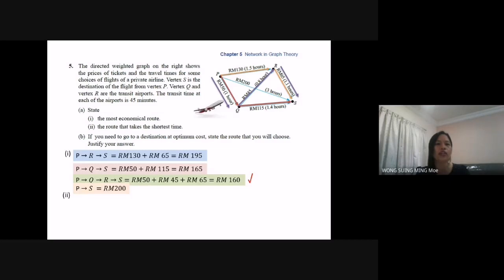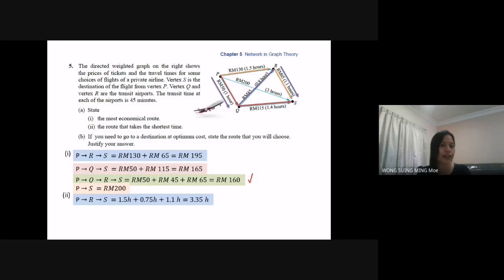Now back to the route that takes the shortest time. We already have all the 4 routes here, so we want to check which one is the shortest time. P to R to S: 1.5 hours for P to R, and don't forget, just now in the question, the transit time at each of the airports is 45 minutes. If I want to change 45 minutes to hours, how to change it?